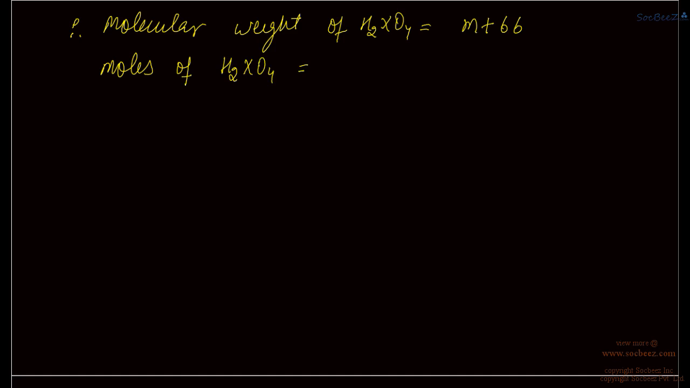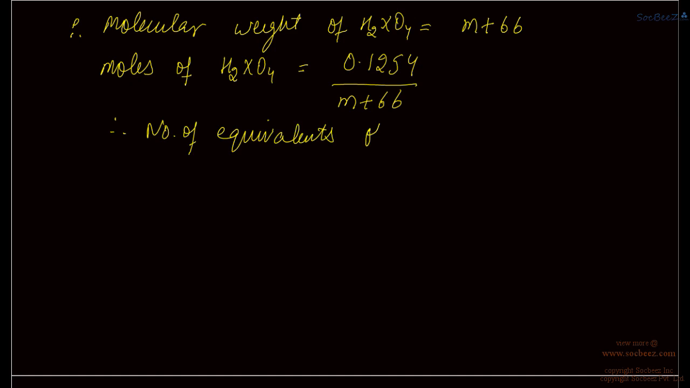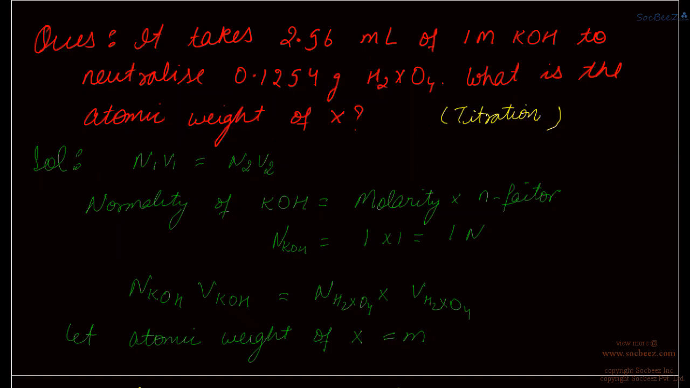Okay. Hence, we can say that the moles of H2XO4 used equals 0.1254 upon M plus 66. Since it is H2XO4, we can easily see that its N factor is 2. Therefore, the number of equivalents of H2XO4 used equals 2 times the number of moles, and this equals 2 into 0.1254 divided by M plus 66. Here we know that N1V1 equals N2V2, or N KOH into V KOH equals N H2XO4 into V H2XO4.